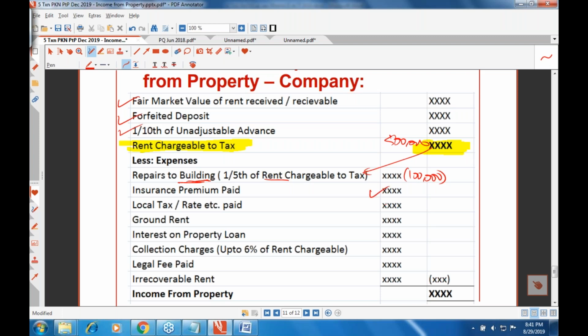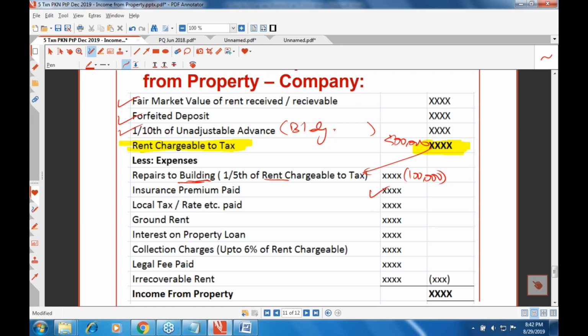Remember, it's insurance premium paid for the building. The one thing that I wanted to explain is that this 1/10 of the unadjustable advance is only for the building. If you get an advance against land, that is not chargeable to tax. It's only against the building which is chargeable to tax. Now what next is there? Insurance premium paid. So whatever insurance that you pay for the property, that is also a claimable expense.